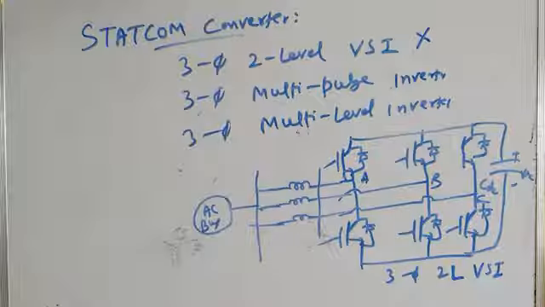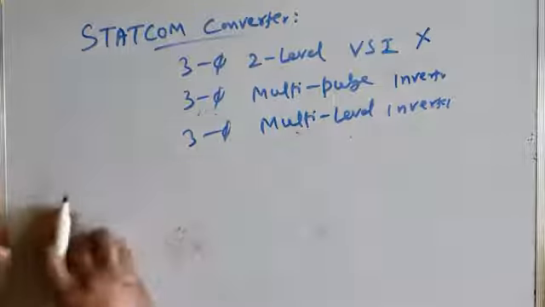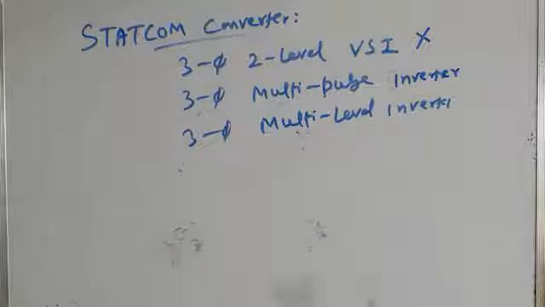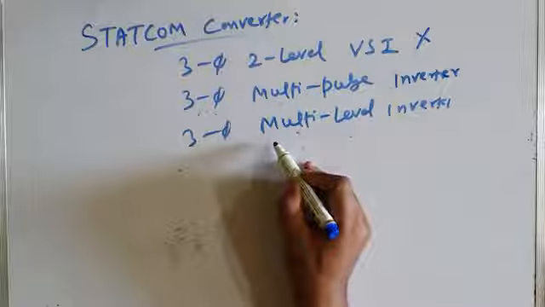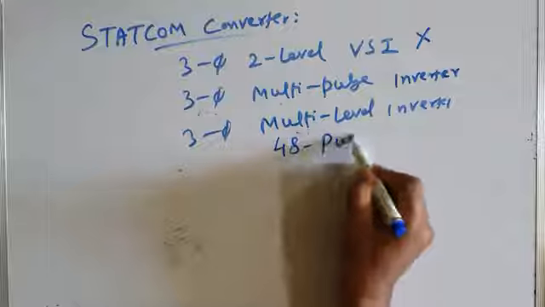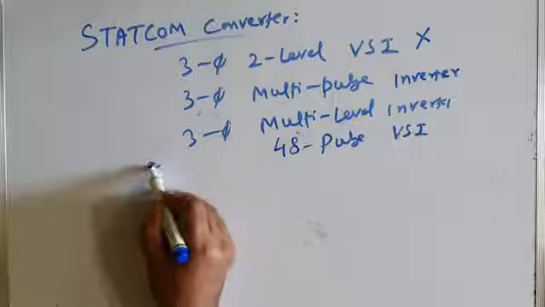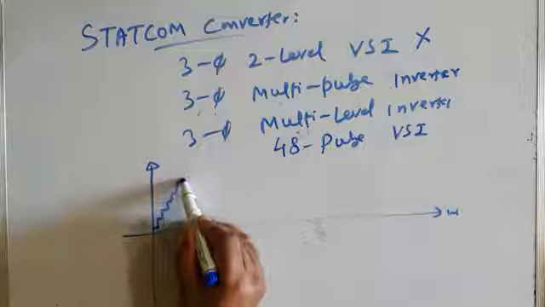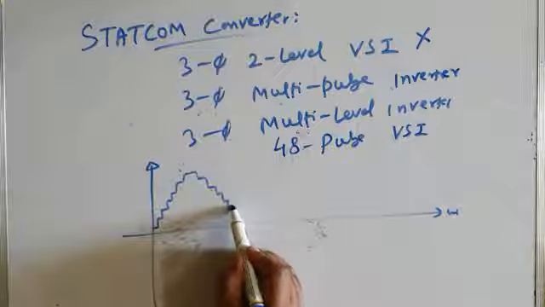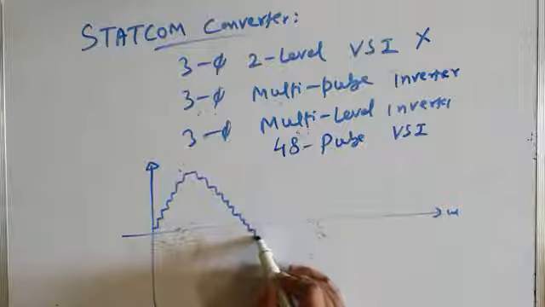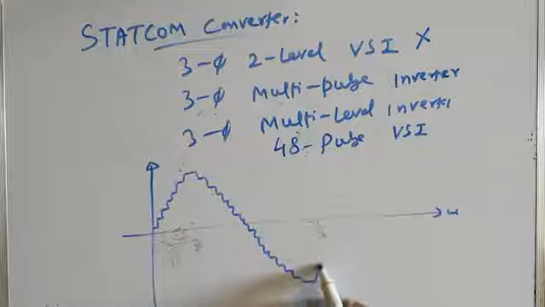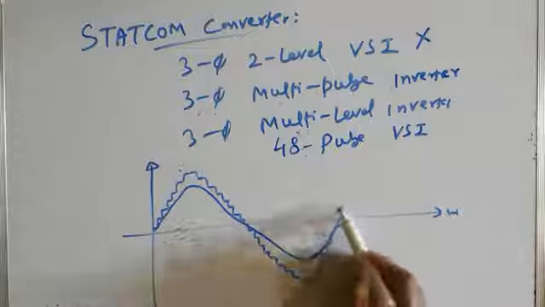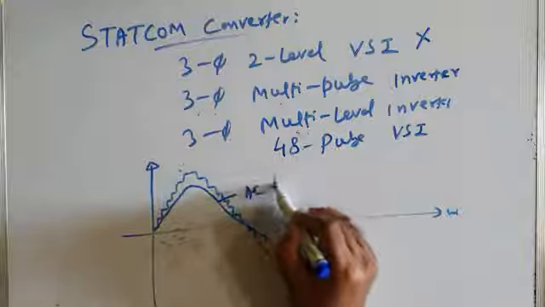Then I am left with multi-pulse inverter and multi-level inverter. Before the advent of multi-level inverters, multi-pulse inverters have been investigated and widely used for Statcom applications. For example, one of the most popular multi-pulse inverters used as Statcom is the 48-pulse voltage source inverter, and it produces this type of voltage like this in the form of a staircase. The total number of steps is 48, but since I don't have space, I am drawing fewer levels or pulses, and it approximates a sinusoidal voltage. It's very close to a sinusoidal voltage. This is the AC line voltage, actual voltage.